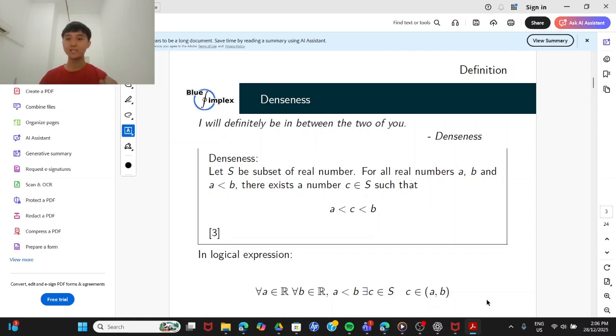1 and 2 are rational numbers inside here. Of course, the golden ratio and 3 over 2 are inside 1 and 2, right? So this is useful in analysis. You choose randomly two numbers A and B, and there is one specific number inside the set S such that it lies between A and B.